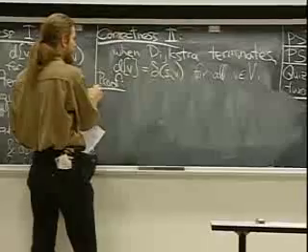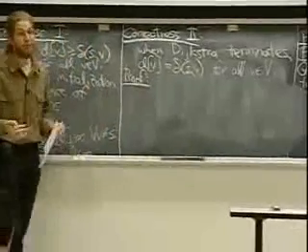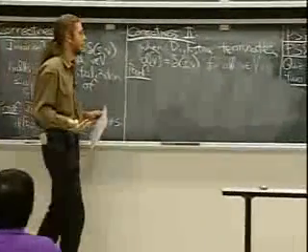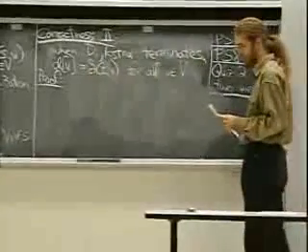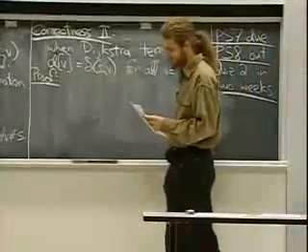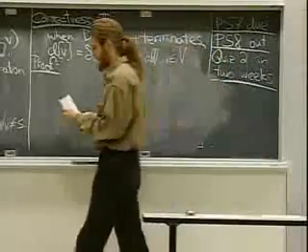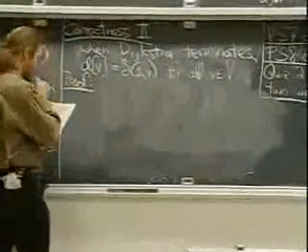But assuming all the weights are non-negative, which is reasonable if they're measuring time or usually money. Usually it costs money to travel along edges, they don't pay you to do it. But who knows? All right.